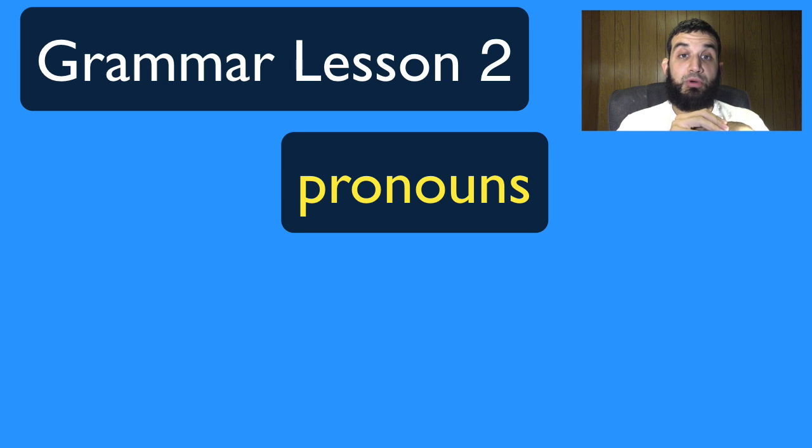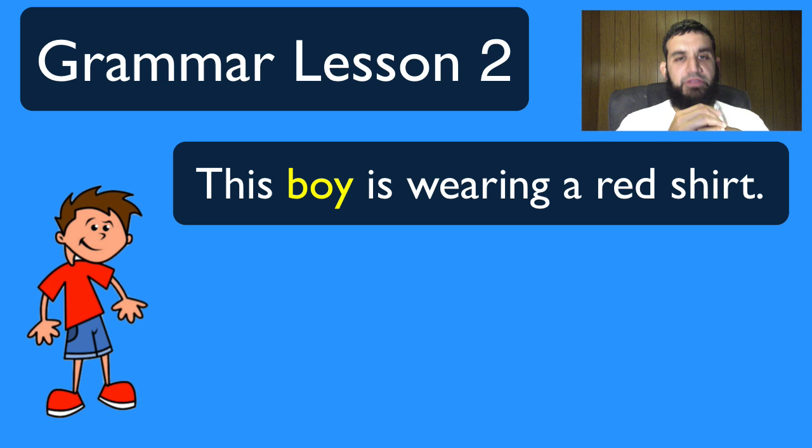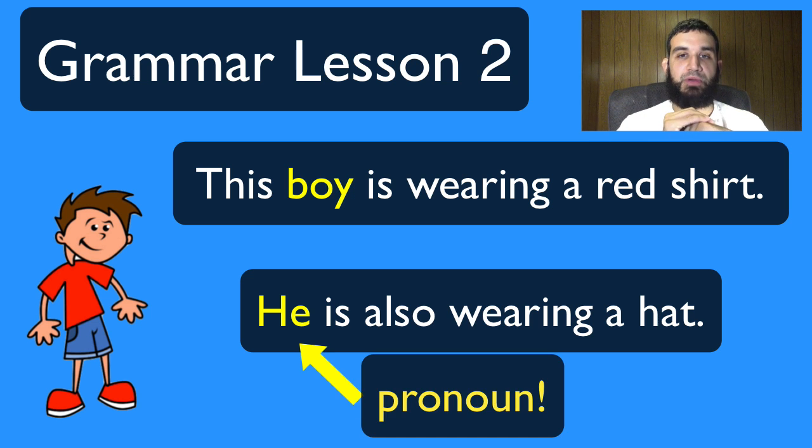Let's start with pronouns. A pronoun is a word that is used in place of a noun in a sentence. You actually use pronouns all the time. Let's look at two sentences to see an example. You might say, "This boy is wearing a red shirt. He is also wearing a hat." In the second sentence, the word he is a pronoun. It takes the place of the noun boy that was used in the first sentence.